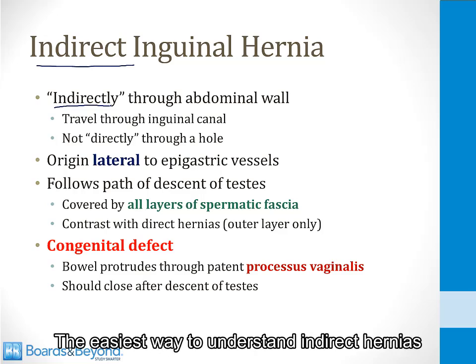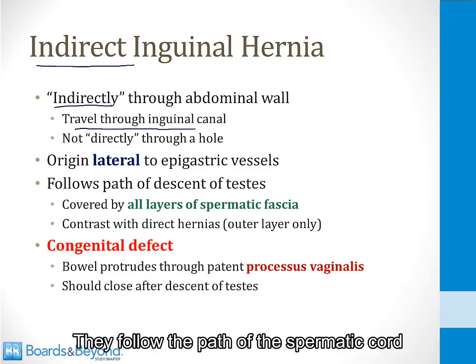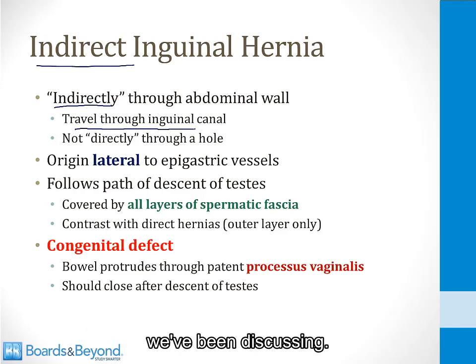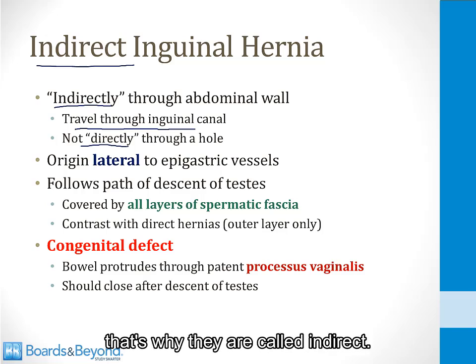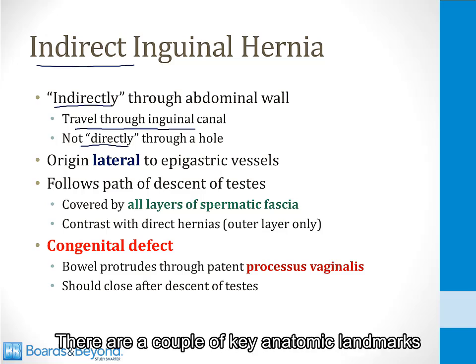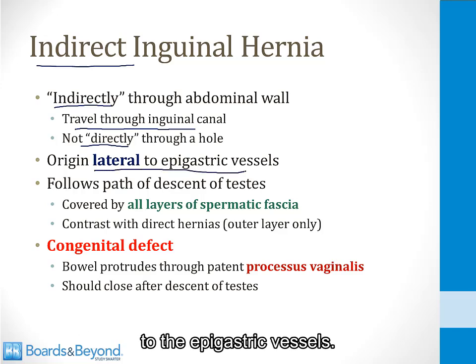The easiest way to understand indirect hernias is to recognize that they travel through the inguinal canal. They follow the path of the spermatic cord we've been discussing. They don't go directly through a breakdown or a hole in the abdominal wall. That's why they are called indirect. There are a couple of key anatomic landmarks you need to know about these hernias. The first one is that they originate lateral to the epigastric vessels.